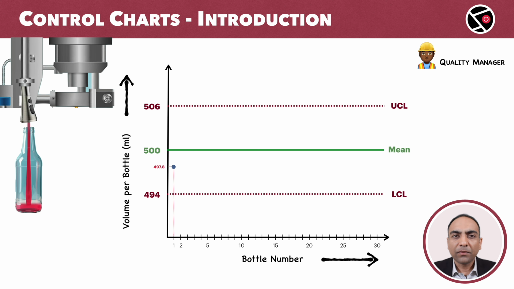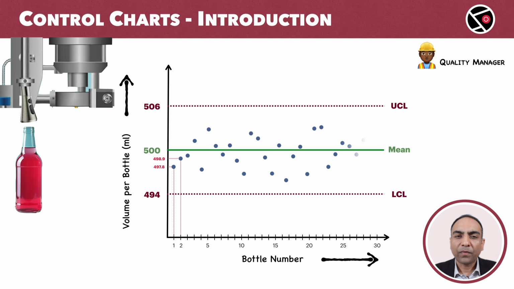Another bottle. The volume is 498.9 ml. So, for bottle number 2, we have 498.9 ml. This is our second data point. The quality manager continues and plots all these data points. As we discussed earlier, we expect all these data points to be within the bounds of upper control limit and lower control limit. The boundaries add 3 sigma standard deviation.